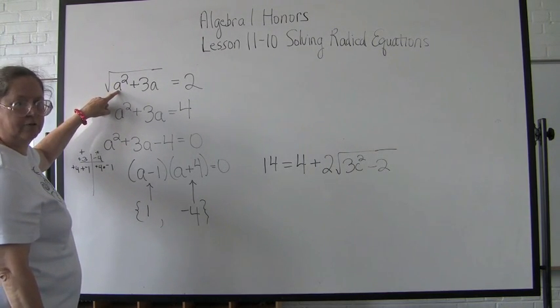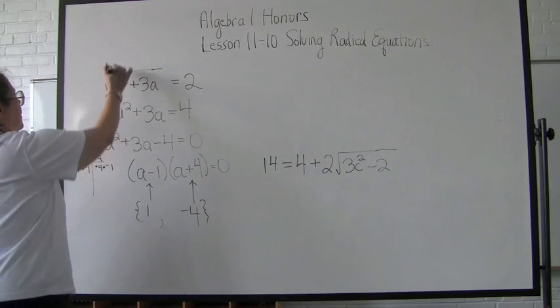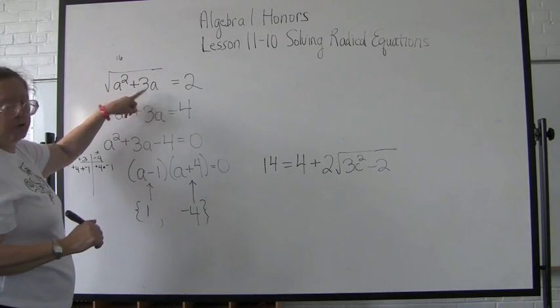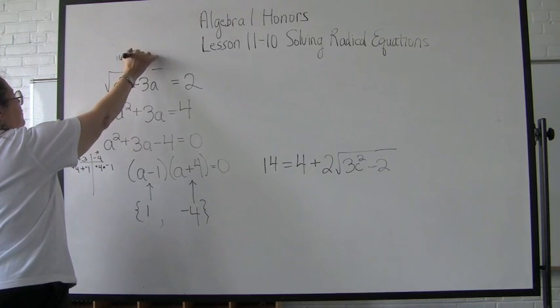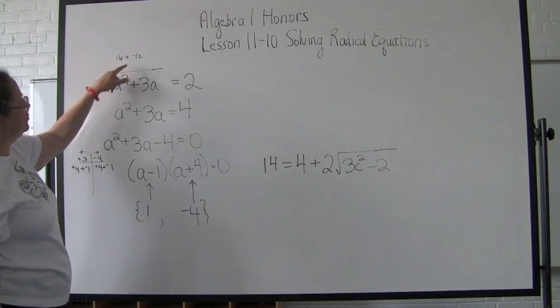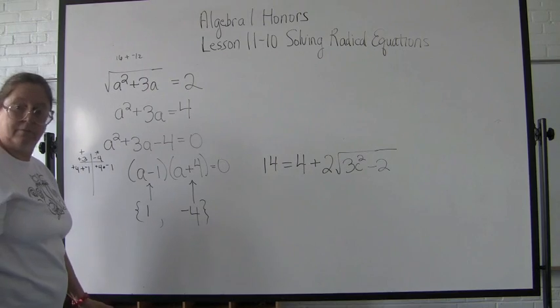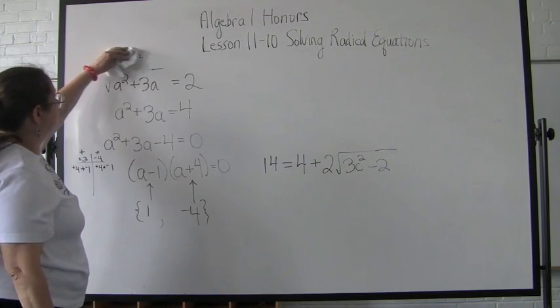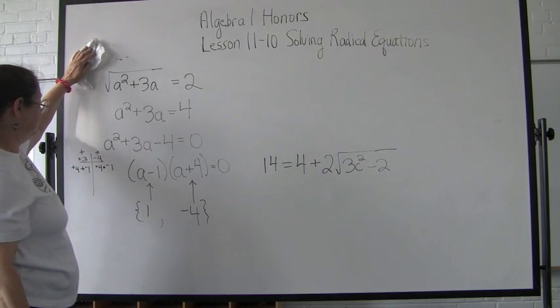Let's try our -4. -4 squared, -4 times -4, that'll be 16. And then added to -4 times 3, that's -12. That's going to be a +4. +4 has a square root of +2. So that worked. But always check your answers.